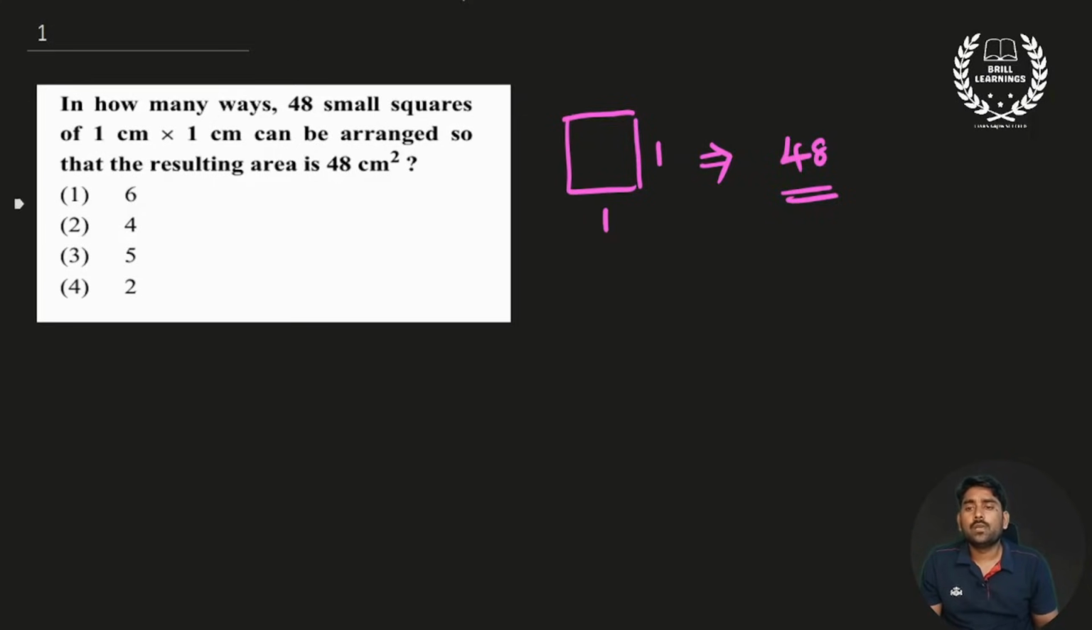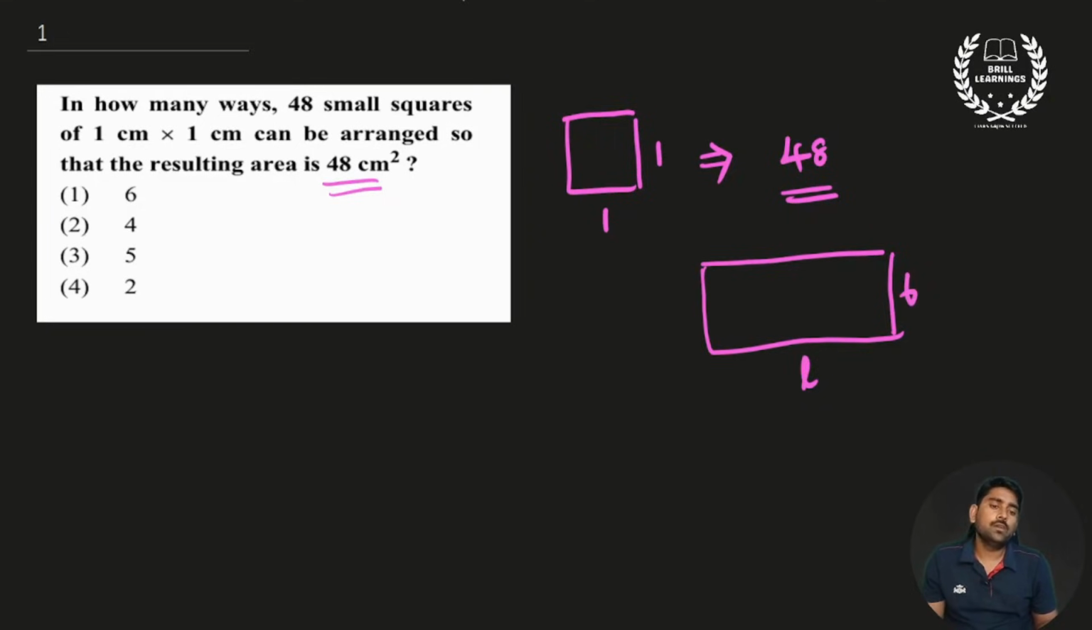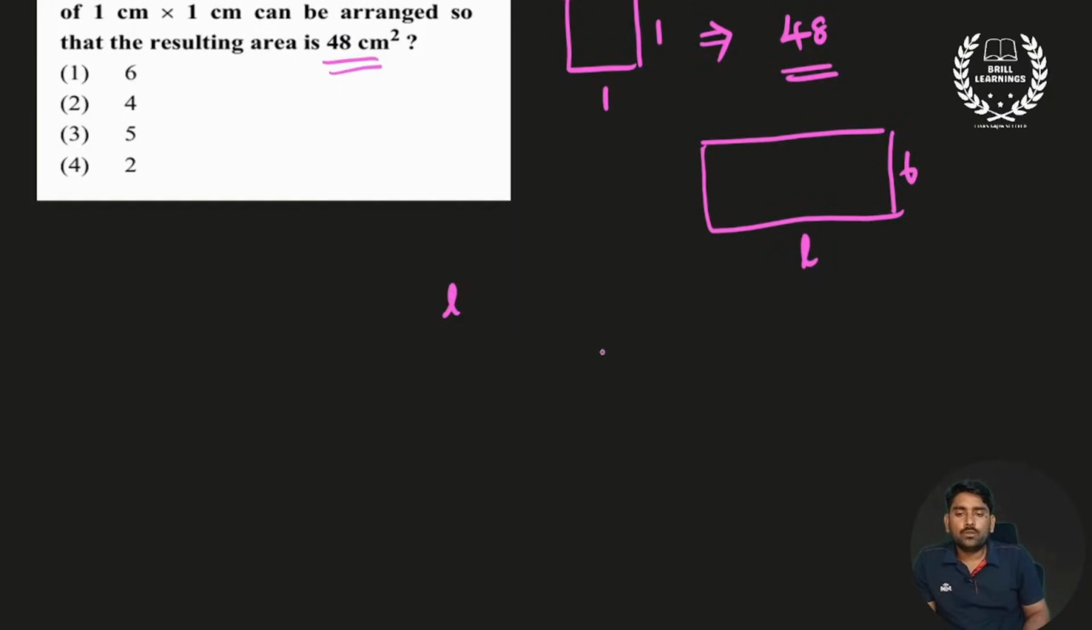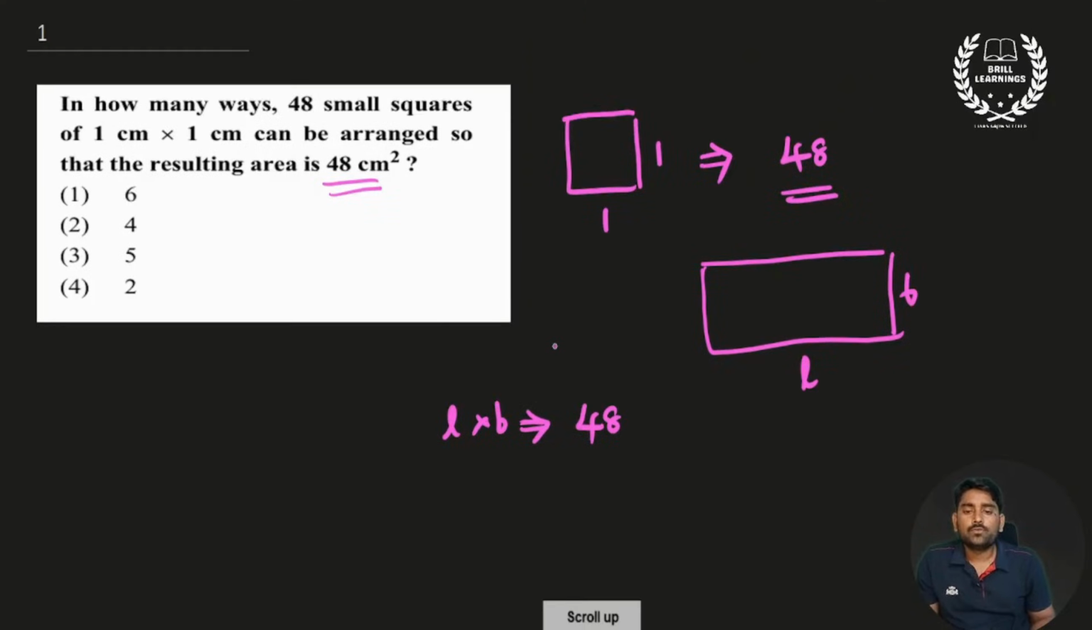That is the question. And observe one thing, this 48 is not a perfect square. That means we'll not get arrangements like squares. We'll get only rectangle shaped arrangements in this question, because 48 is not a perfect square. So what is the formula for area of a rectangle? Length into breadth, which in this question should be 48. Like this we need to arrange.